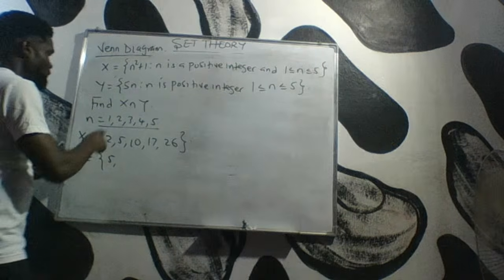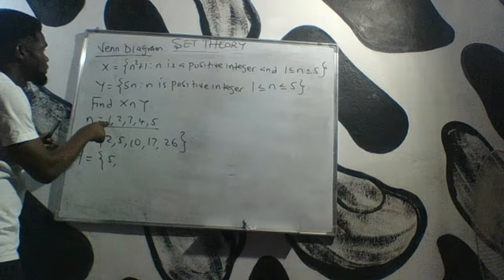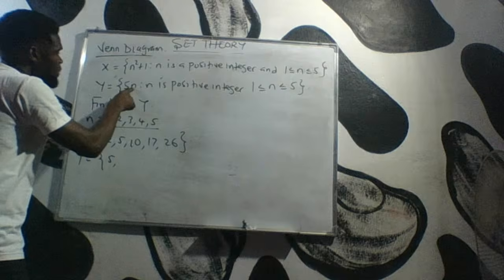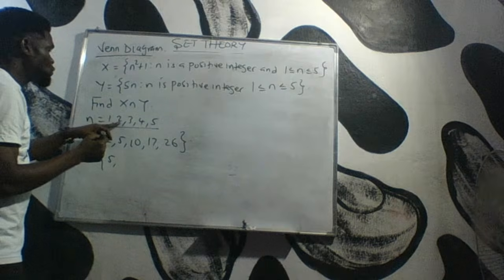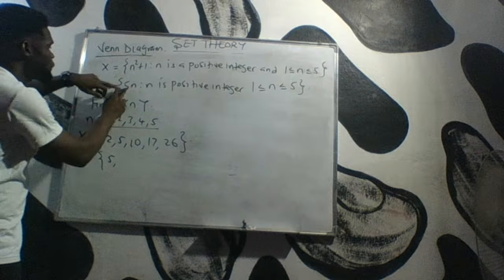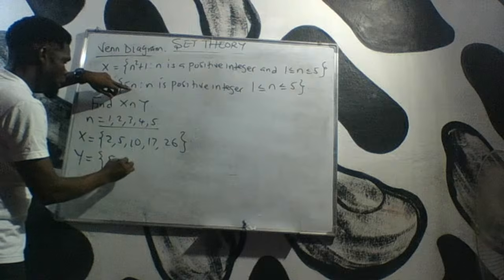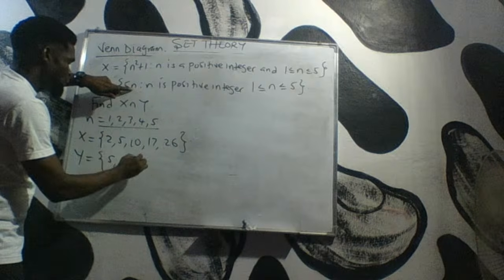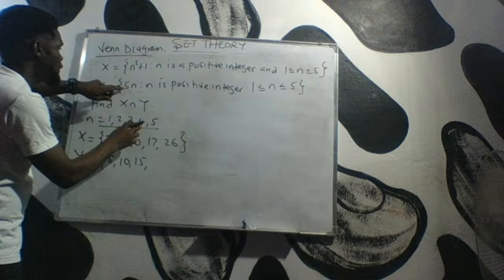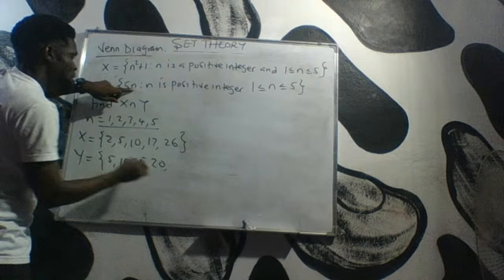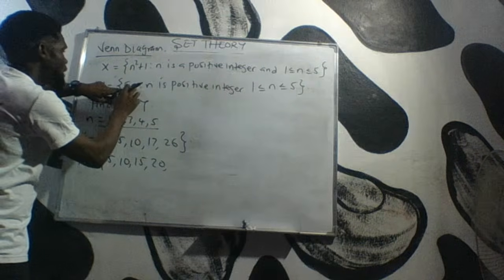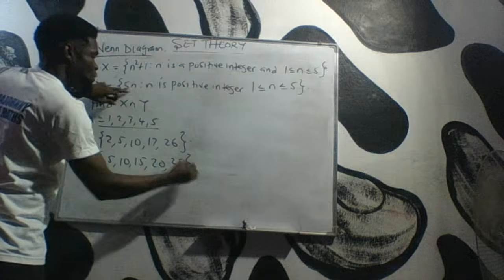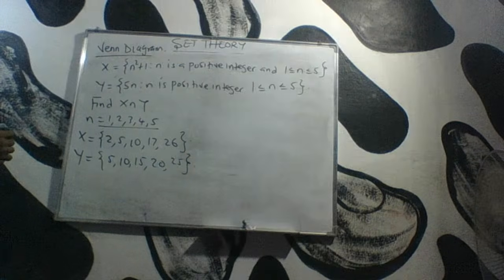Now let's put 1. 5 times 1 is 5. Put 2. So 5 times 2 is 10. Next, put 3. 3 times 5 is 15. Then put 4. 5 times 4 is 20. Put 5. 5 times 5 is 25. So that will be the elements of set y.